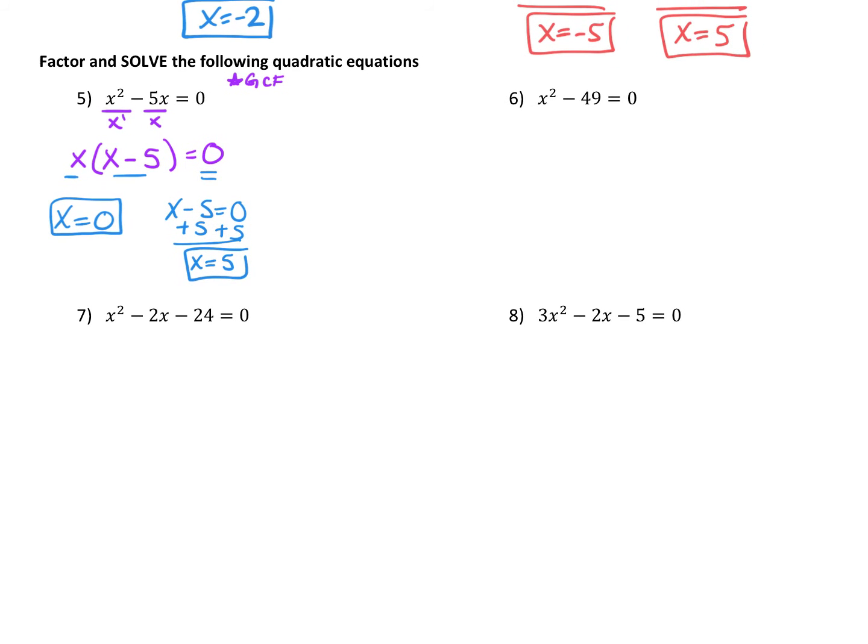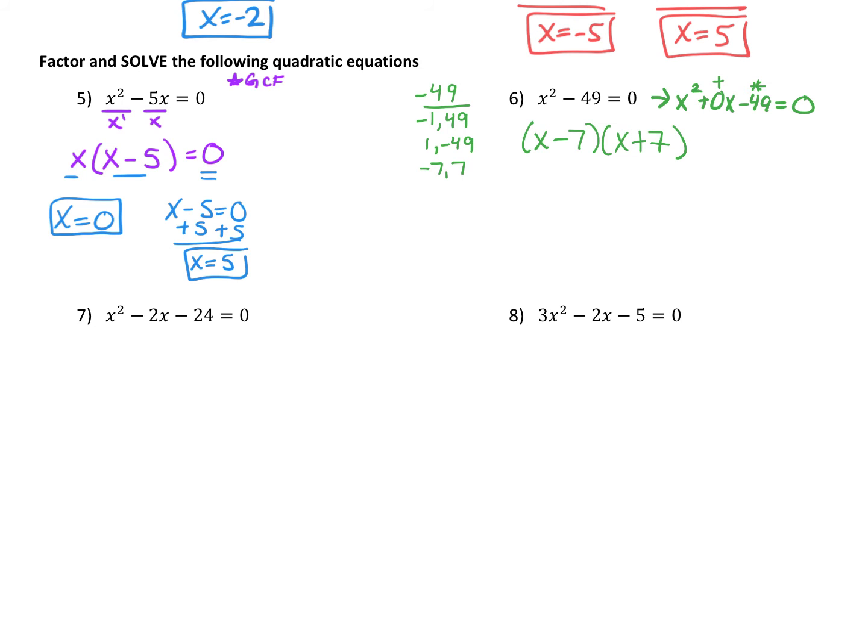In number 6, to factor this, I need to add a term back in. This is really x squared plus 0x minus 49 equals 0. So my goal is to find two numbers that multiply to negative 49 and add to 0. So things that multiply to negative 49 are negative 1 and 49, 1 and negative 49, and negative 7 and 7. So negative 7 and 7 are going to be the ones that add to 0.